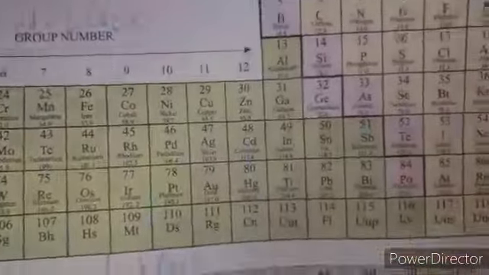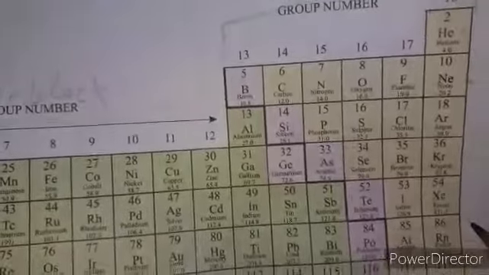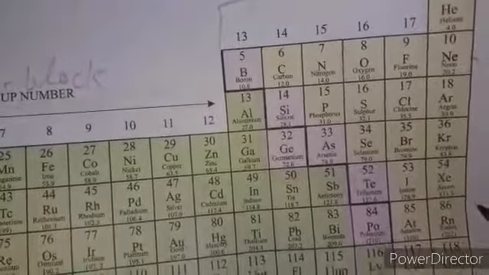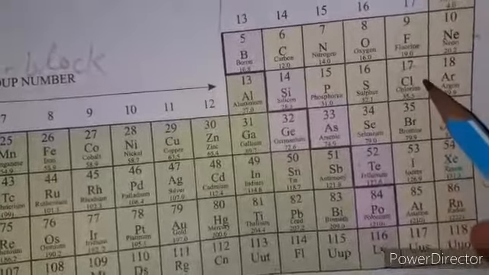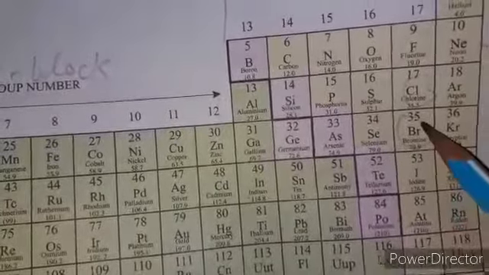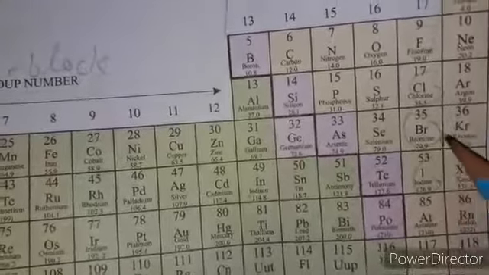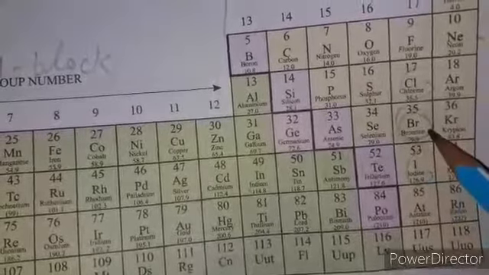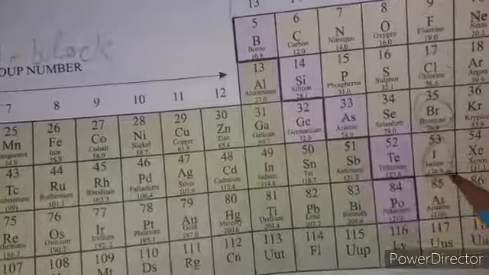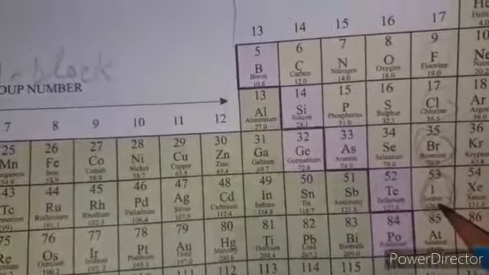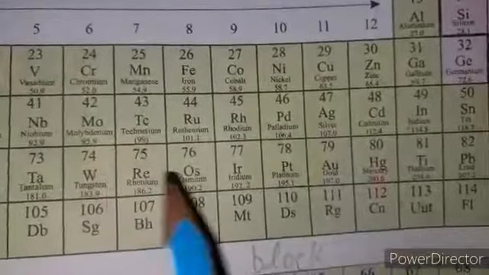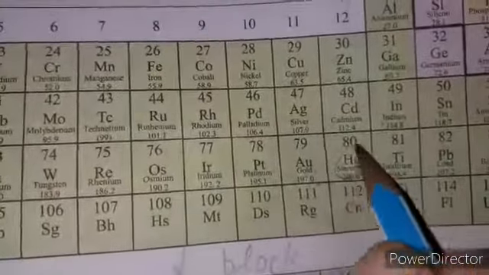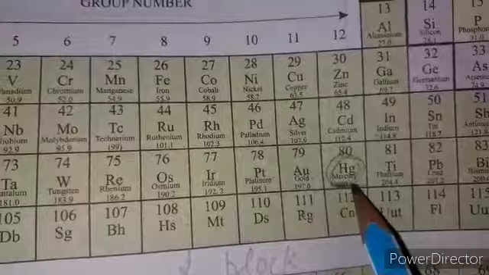Clear? This group is called noble gases or inert gases, because they are not reactive in nature. And these are called halogens because the first and second members are gaseous, the third member is liquid, and the fourth member is solid. Name the non-metal which is liquid: that is bromine. Name the non-metal which is lustrous in nature: that is iodine. And name the metal which is liquid at room temperature: that is mercury, present here.